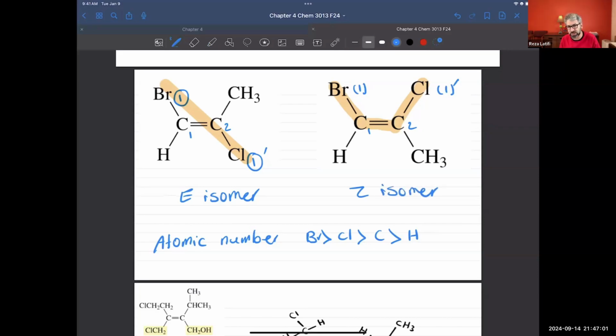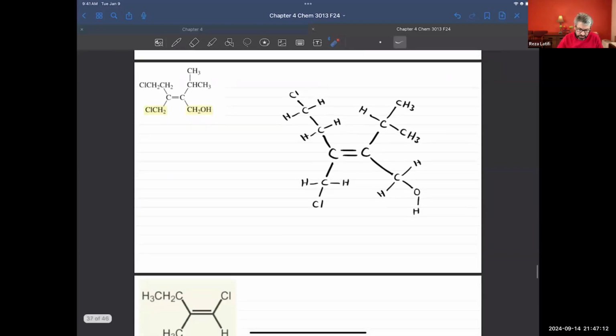Okay, why do we call it cis isomer? Because we have another substituent on this carbon. We don't have hydrogen anymore, and that's the reason we are not using cis or trans. Okay, one more example. Now I want to choose which one is going to have the highest priority.